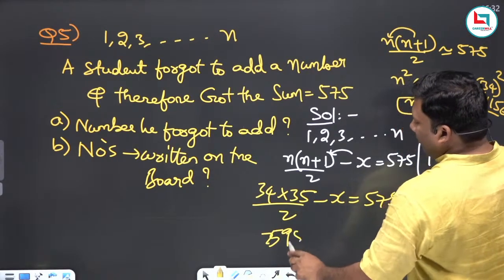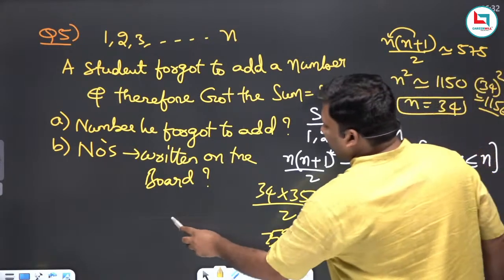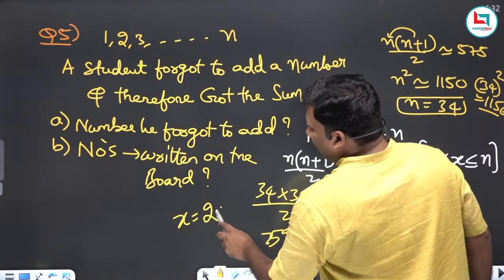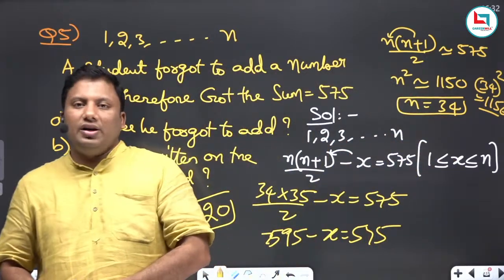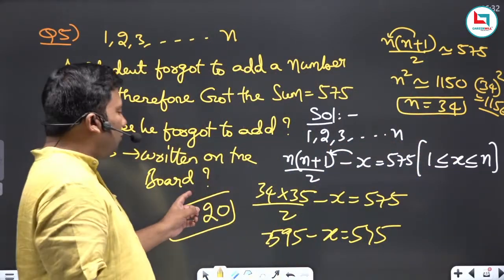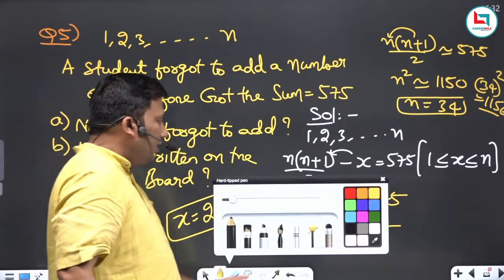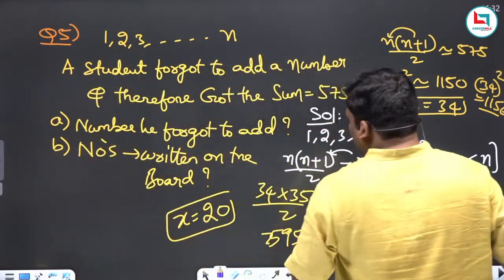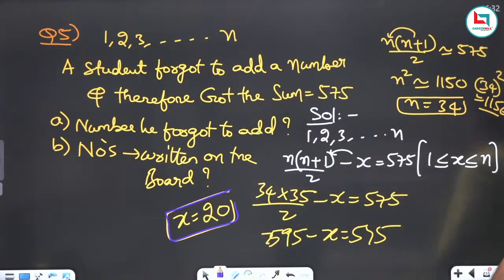595 minus x is 575. X will be 20. The number forgot to add is 20.